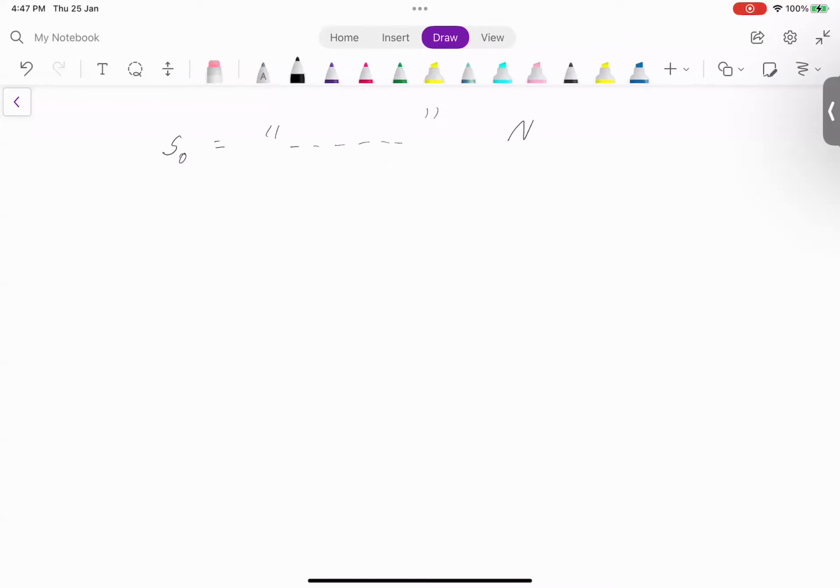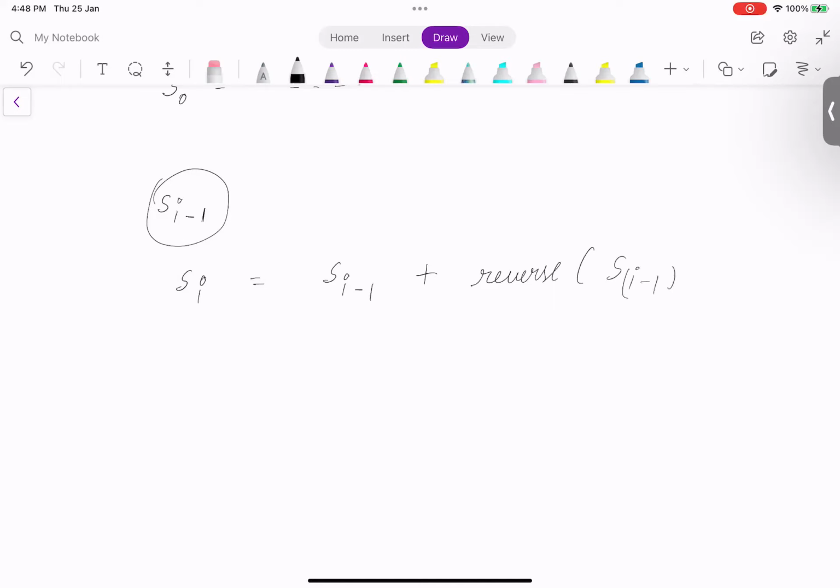Let's say if we know the (i minus 1)th string, then the ith string is deduced as follows, as per the question. S of i is equal to S of i minus 1, the normal string, that is the previous string, plus the concatenation of the reverse of the previous string. So this is how the ith string is deduced.